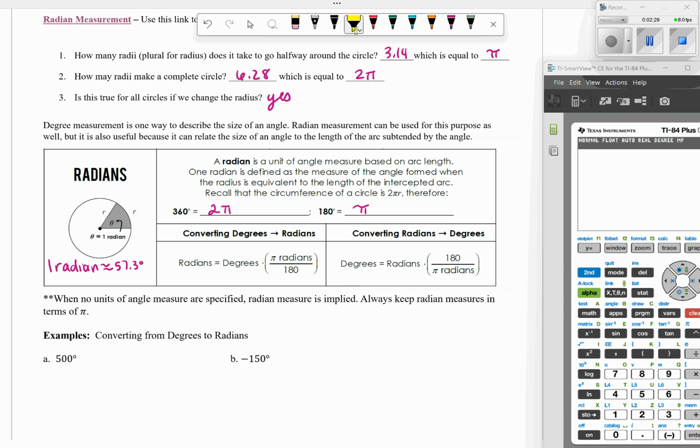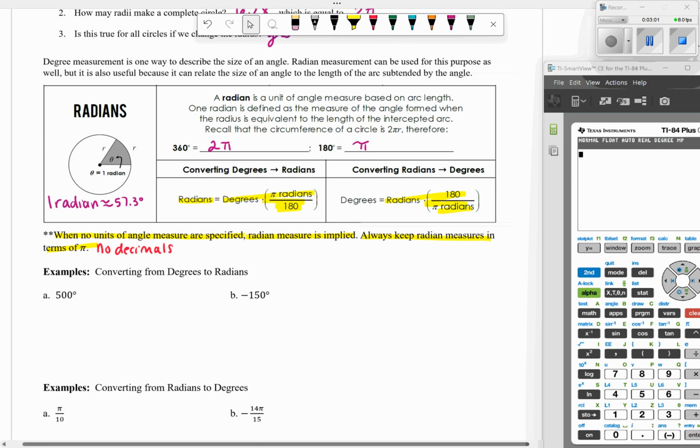If we want to convert from degrees to radians, you multiply the degrees by pi over 180. To convert from radians to degrees, we multiply by 180 over pi. When no units of angle measure are specified, so there's no degree symbol, then radian measure is implied. Always keep radian measures in terms of pi's, no decimals. So we're going to convert from degrees to radians.